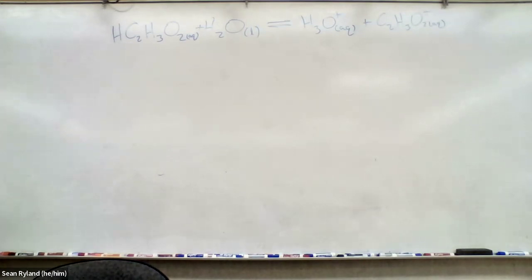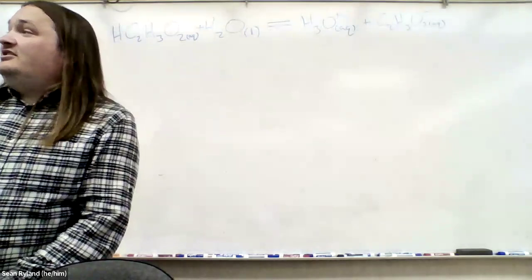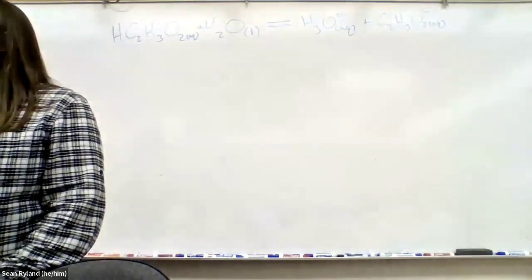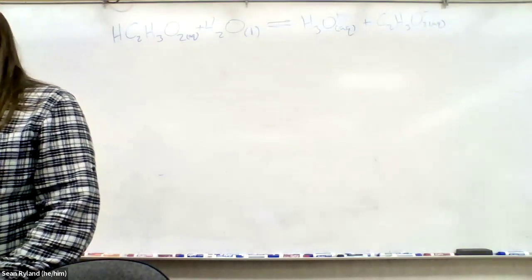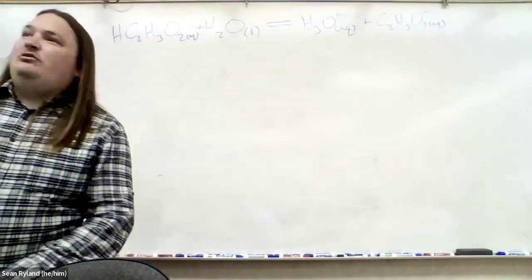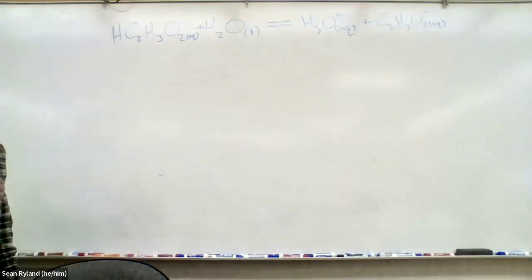How are we going to get to equilibrium? Except it's not a strong acid. If it was a strong acid, we'd be able to do that. It's a weak acid, which means it's equilibrium, not stoichiometry. And when we do an equilibrium problem, think in terms of an ice table.